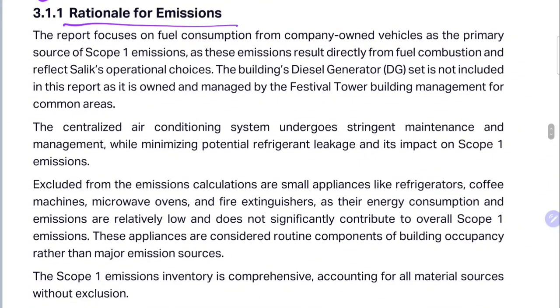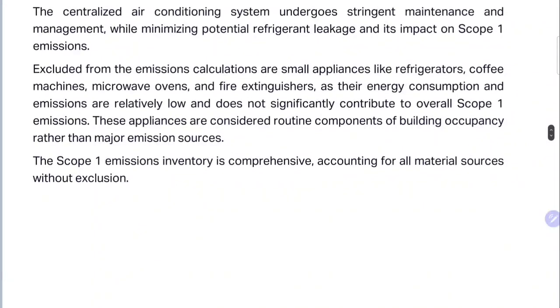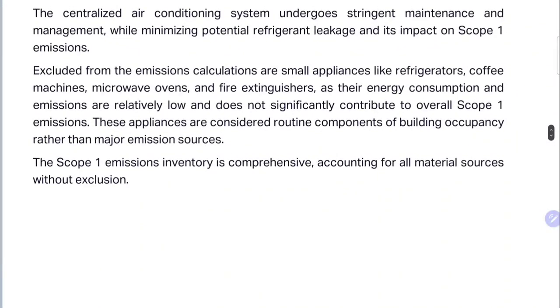Basically, this report focuses on fuel consumption from company-owned vehicles, which comes under scope 1 emissions. These emissions result directly from fuel combustion and reflect operational choices. Also, the building's DG sets are not included in the report, as they are owned by the building management for common areas. Then the centralized air conditioning system, which is undergoing stringent maintenance and management while minimizing potential refrigerant leakage, is also scope 1 emissions for the company.